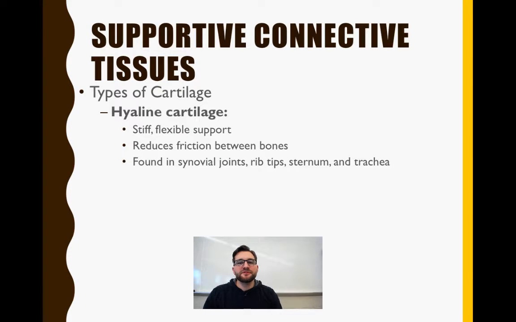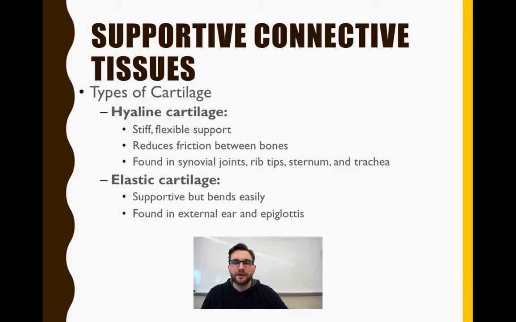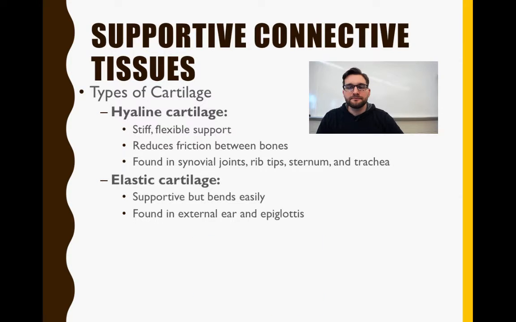There are three types of cartilage. The first is hyaline cartilage. It is stiff, it's flexible, and it reduces friction between bones. It's found in a number of our joints. It's found at the tip of our ribs, our sternum, and also our trachea. Elastic cartilage is supportive, but it also helps to bend. It's found in the external portions of the ear and in the epiglottis.